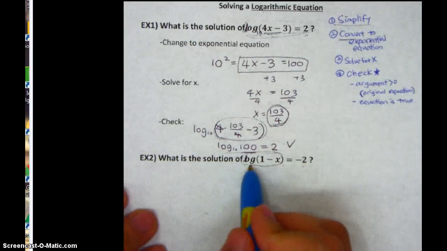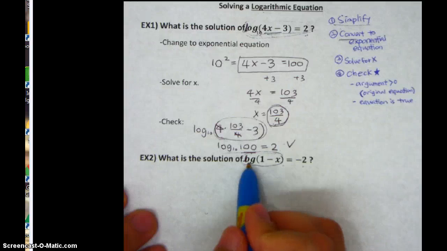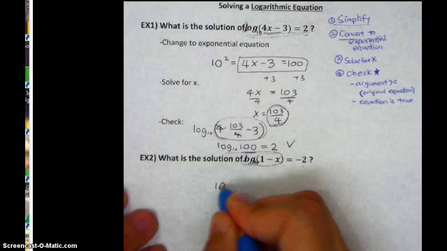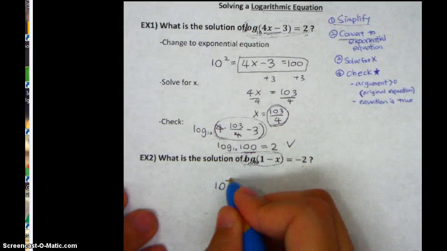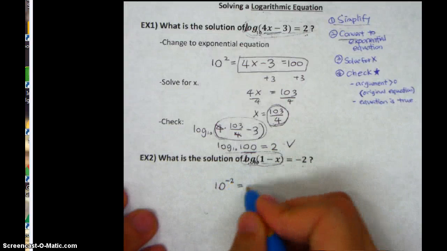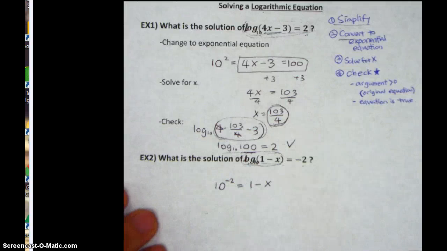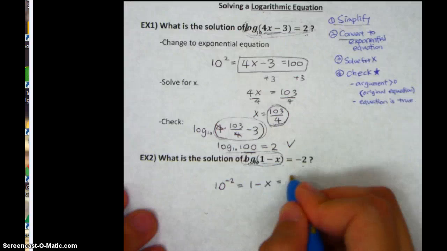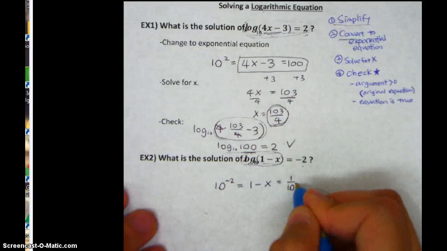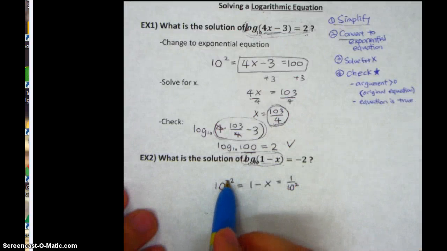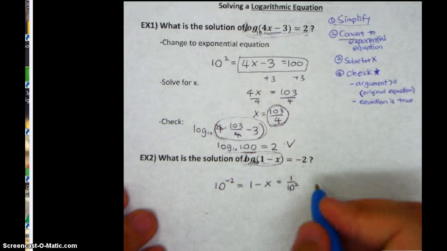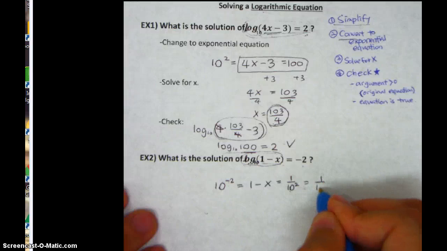So I'm just going to convert this to an exponential equation. The base is 10, so 10 to the power of negative 2 is equal to the argument, which is 1 minus x. Well, 10 to the negative 2 power is the same thing as 1 over 10 to the second power, because the exponent is negative, we flip the base. So that's just 1 over 100.